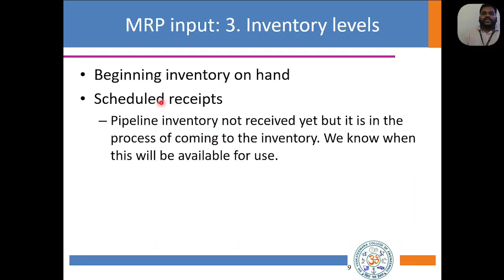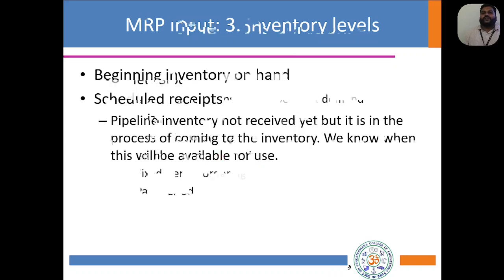So beginning inventory on hand has to be given as an input. Scheduled receipts, pipelining the inventory, not received yet, but it is in the process of coming to the inventory. We know when this will be available for use. So these are the third input for the MRP, the inventory levels.